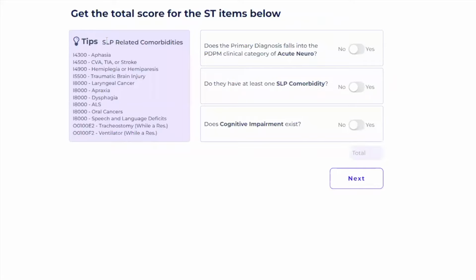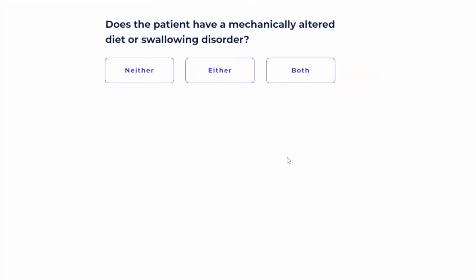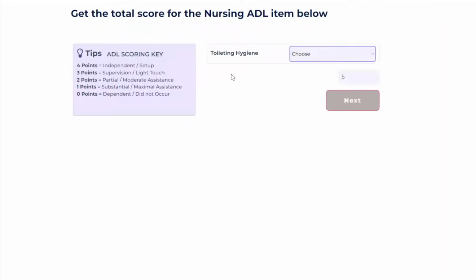If the resident has one or more SLP comorbidities, the user clicks yes. And if the BIM score shows cognitive impairment, they put yes here. In the last piece of the PT/ST, they indicate a mechanically altered diet or swallowing disorder or both. Now we move on to the nursing ADL score, where they just add toileting hygiene.